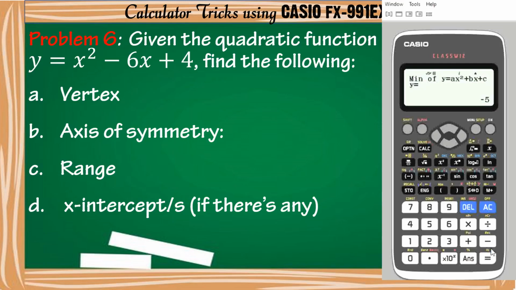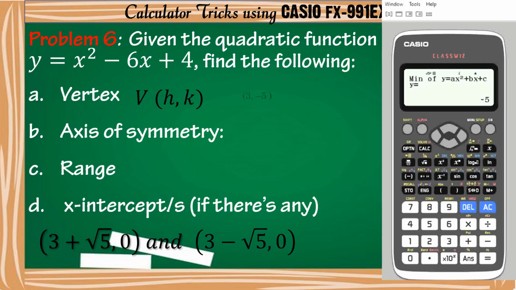Ano yung minimum value of x and y? Siya po yung vertex. So, ano po yung magiging answer natin? For the x-intercepts, we will have 3 plus the square root of 5, 0, and 3 minus the square root of 5, 0. For the vertex, we have 3 and negative 5.